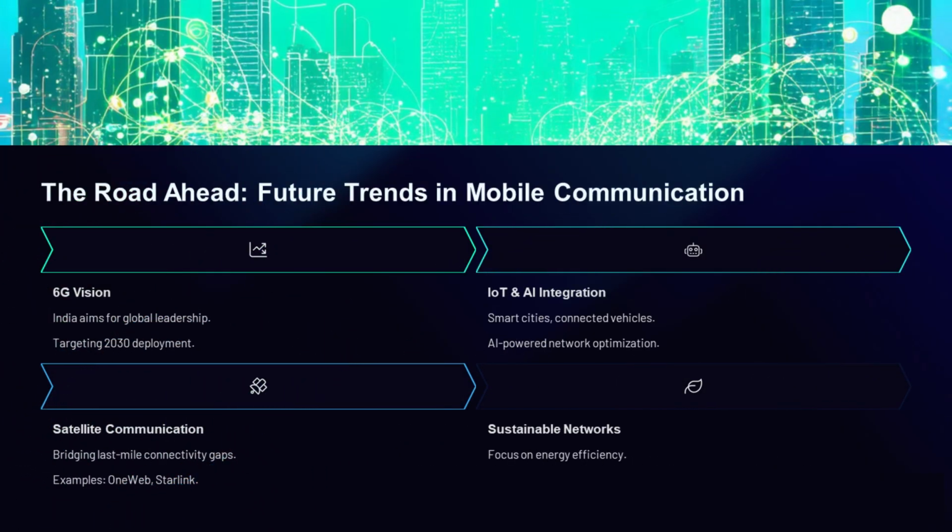Future trends in mobile communication. 6G vision: India aims for global leadership, targeting 2030 deployment. Satellite communication, bridging last-mile connectivity gaps. OneWeb, Starlink, IoT and AI integration. Smart cities, connected, AI-powered network optimization. Sustainable networks, focus on energy efficiency. Vehicles.